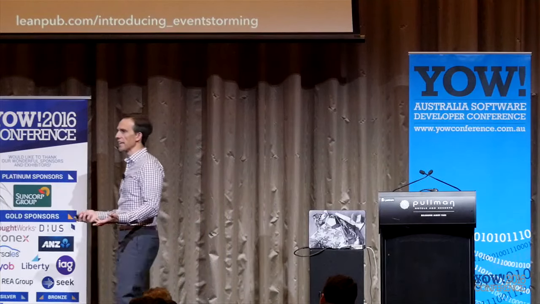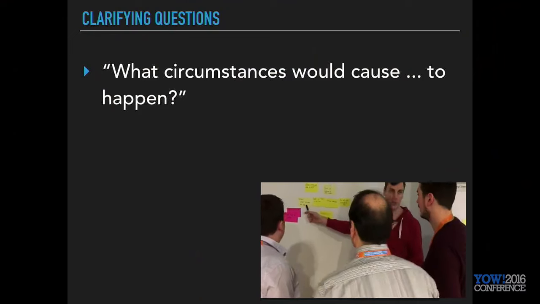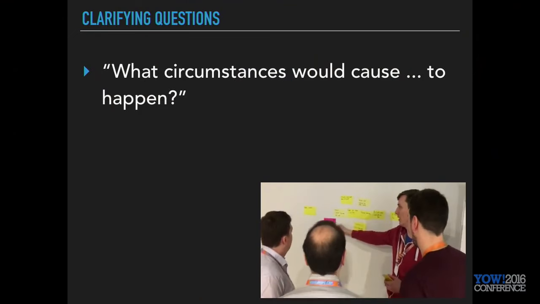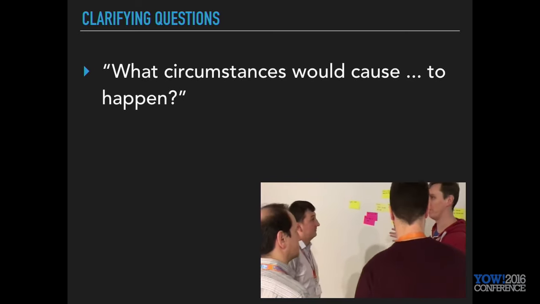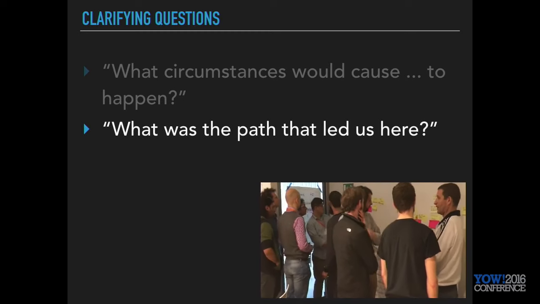So when I'm facilitating an event storming session, what am I doing? Am I just kind of standing there? I tend to ask a lot of questions. So if I see an event there and it's just hanging there, I'll say, well, what circumstances caused this event to happen? How did we get to where we are right now? Another way of saying that, sometimes I'll say, well, what was the path that led us to here?